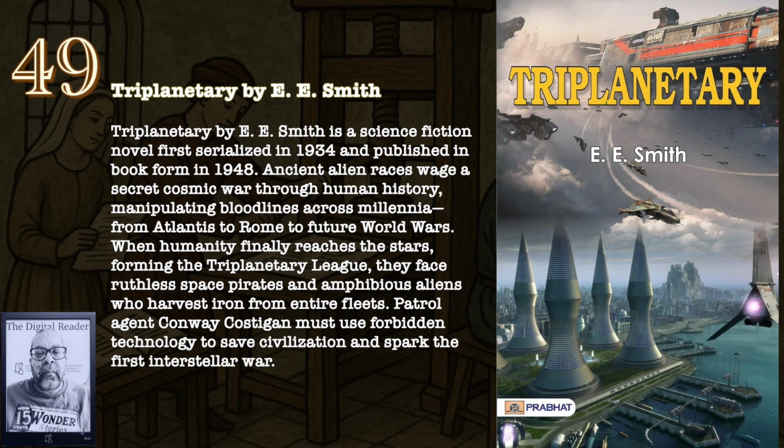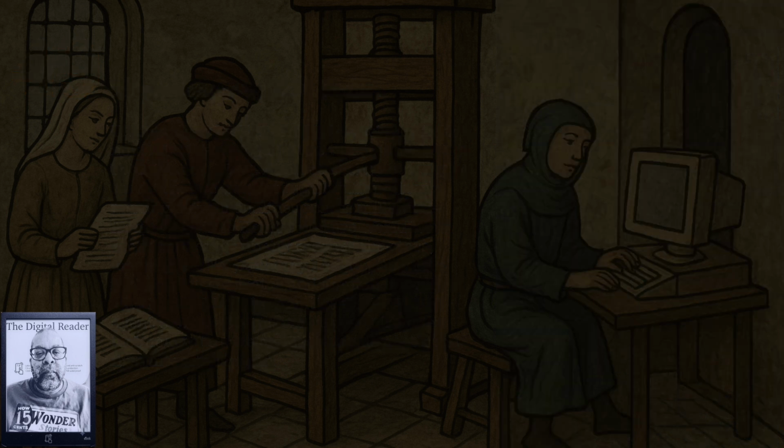Triplanetary by E. E. Smith is a science fiction novel first serialized in 1934 and published in book form in 1948. Ancient alien races wage a secret cosmic war through human history, manipulating bloodlines across millennia, from Atlantis to Rome to future world wars. When humanity finally reaches the stars, forming the Triplanetary League, they face ruthless space pirates and amphibious aliens who harvest iron from entire fleets. Patrol agent Conway Costigan must use forbidden technology to save civilization and spark their first interstellar war.